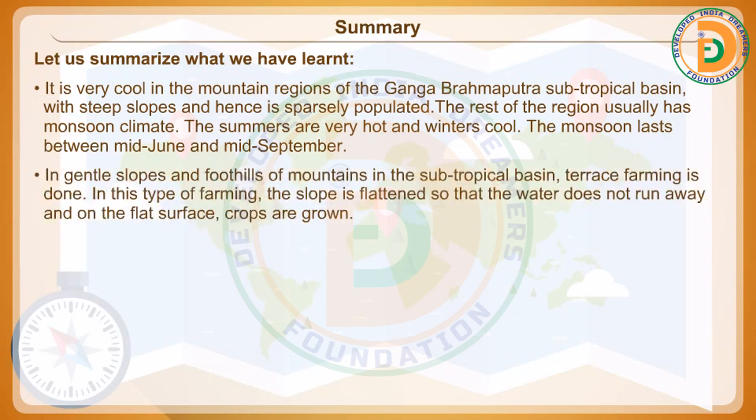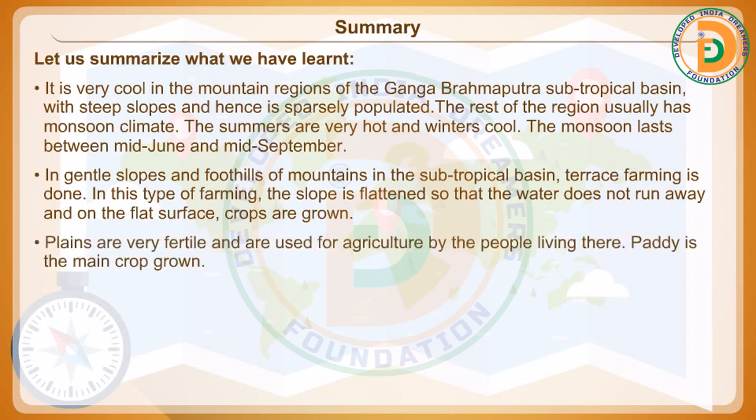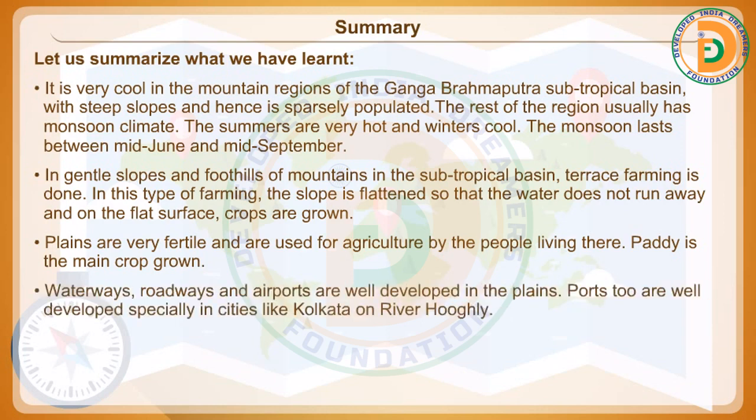In gentle slopes and foothills of mountains in the subtropical basin, terrace farming is done. In this type of farming, the slope is flattened so that the water does not run away, and on the flat surface crops are grown. Plains are very fertile and are used for agriculture by people living there. Paddy is the main crop grown. Waterways, roadways and airports are well developed in the plains. Ports too are well developed, especially in cities like Kolkata on River Hooghly.